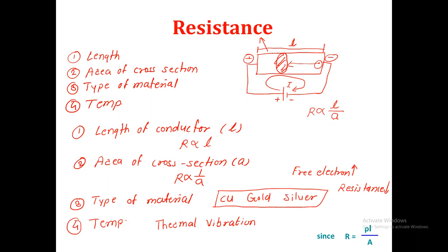When I say that R is equal to L upon A, it means resistance is directly proportional to the length and inversely proportional to the area of cross section. What is this? हे काय? It's a proportional sign. When I want to replace this proportional sign with a proportional constant, I can write R is equal to rho L by A. This is the formula for the resistance of a material, where rho is the proportional constant.